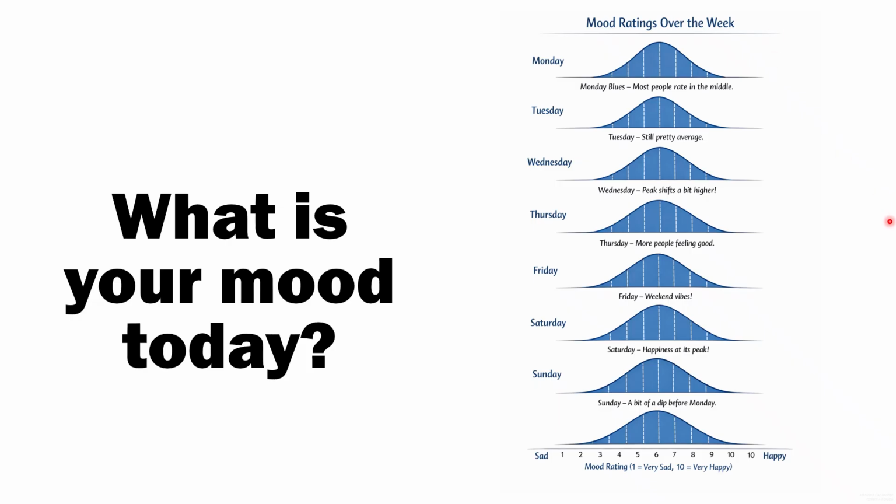By Thursday, even more people are feeling good. The peak of the curve is higher on the mood scale, but the classic bell shape will still remain. And that shows how most people are still around the average mood for that day.